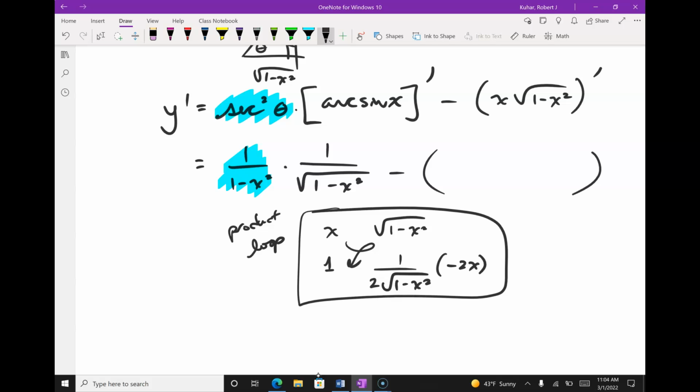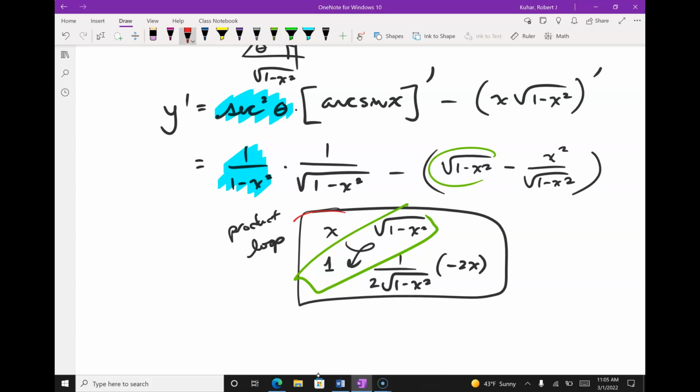So it looks like the 2's will cancel, right? So I get a negative x squared over square root of 1 minus x squared, and the other product is just square root of 1 minus x squared. Make sure you see that. Make sure you agree with me. I did this green piece first, and I did this piece second. So it's a product rule, so I add, right? So the negative survives.